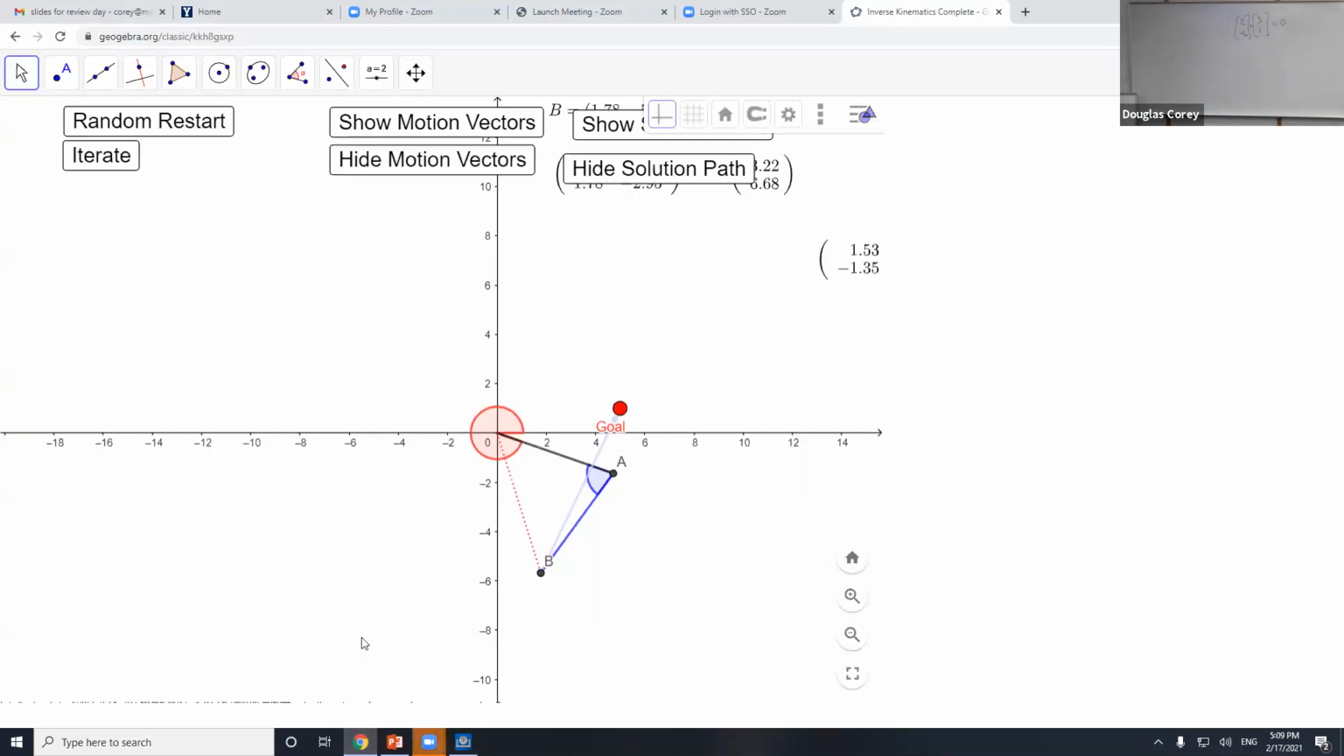So 3, 1, which direction is 3, 1? I'm going to go 3 this way and 1 this way, and that makes sense. Okay.